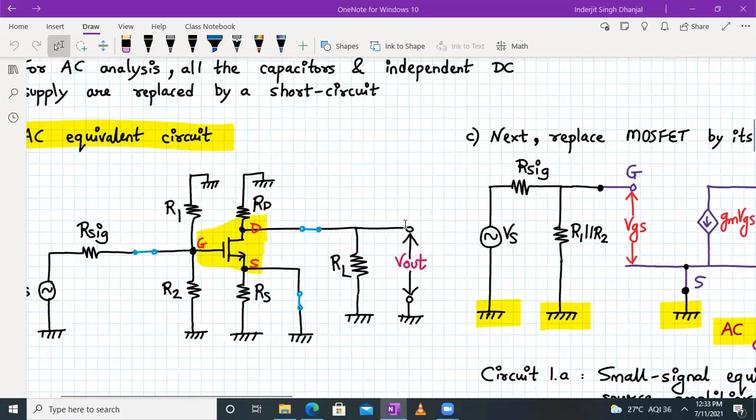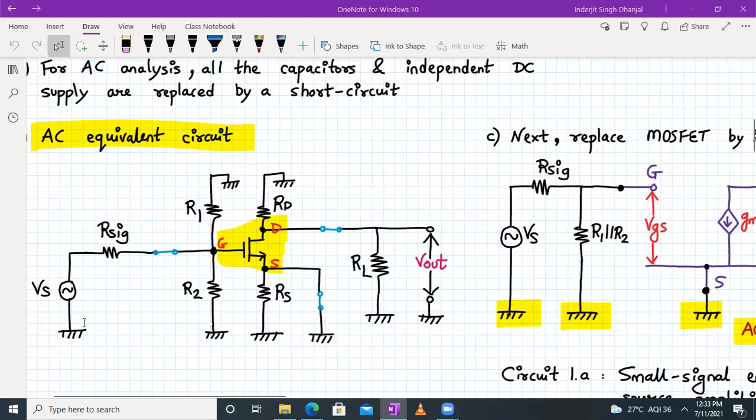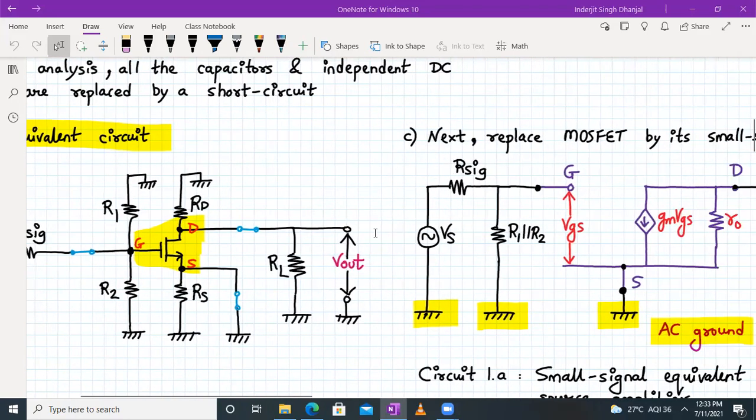Now what we need to do is, at the gate terminal, we have to redraw the remaining circuit. So let us see what is at the gate terminal. You see over here, there are 2 resistors, resistor R1 and resistor R2, and they are in parallel with each other, as you can see. So from the gate terminal to the left hand side, we have R1 and R2 in parallel, and then that is in series with resistor RSIG, and then in series we have a signal source VS. So here it is, RSIG and VS.